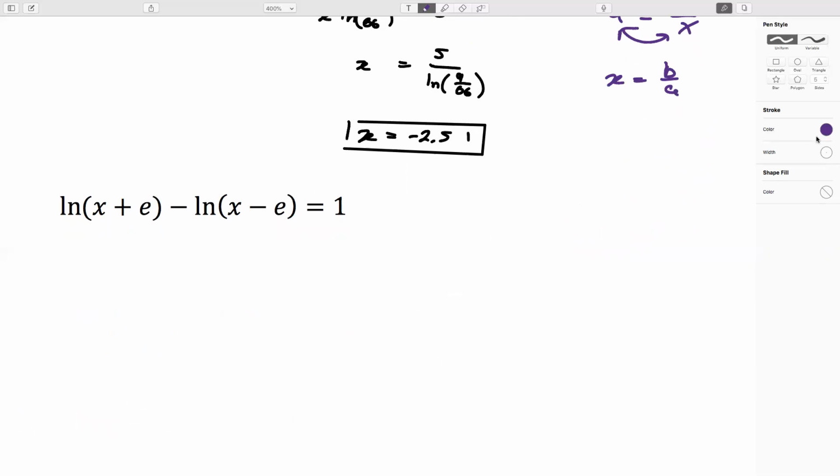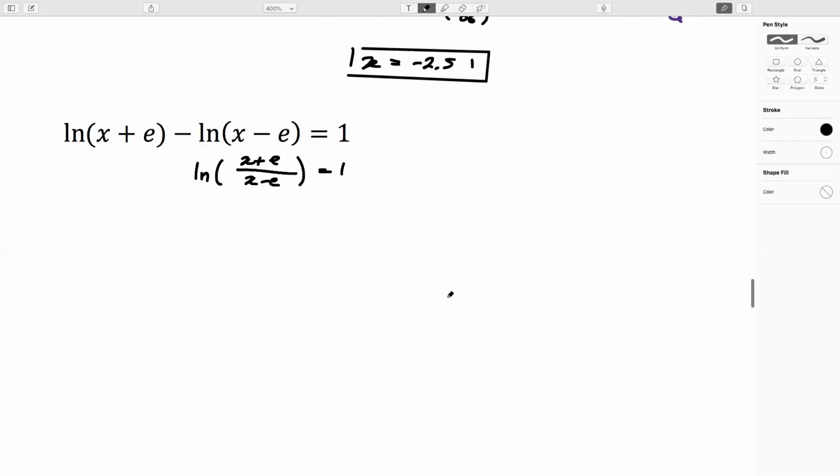Okay, let's try another one. This one we're starting in log form. So we need to use our log laws to join this together. We're subtracting logs, so we need to divide their arguments. So we can write this as ln of x plus e divided by x minus e equals 1.